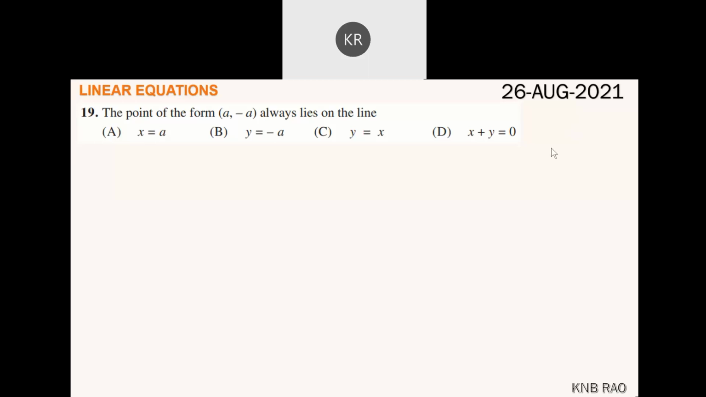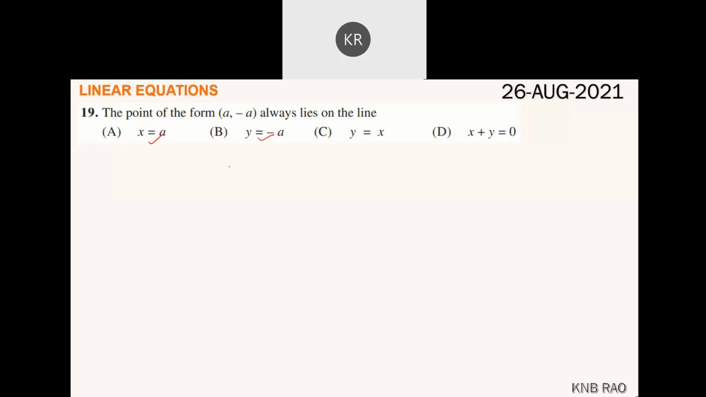Is it clear to you? Sir, yes, I'm not getting how to do this 19th one, sir. Very simple, Vinayak. The point is a comma minus a. If you substitute in these, this gets satisfied. What about the y? Here y equals minus a gets satisfied.